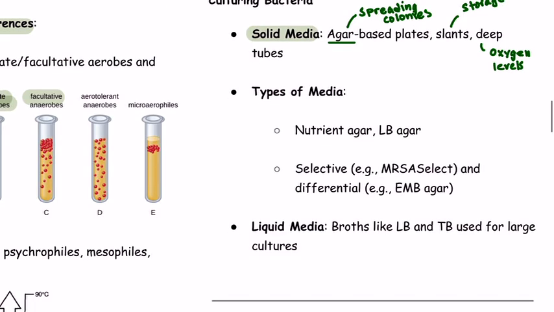So LB agar is going to be for general growth. And then selective media is going to let some bacteria grow. And then differential media, these are going to show things like color changes.